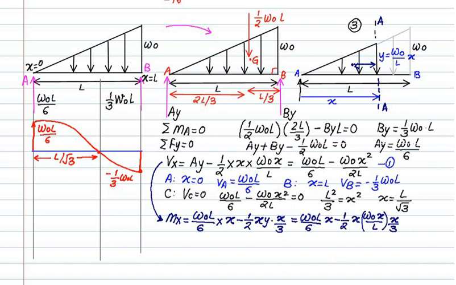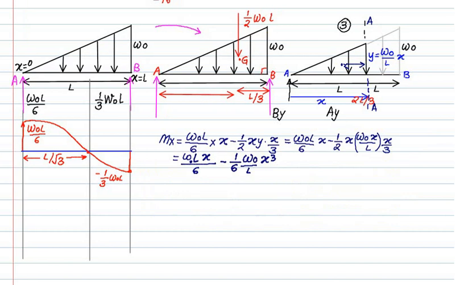So the moment at any section x will be W0 L by 6 into x minus 1 by 2 x, and y we will substitute from this equation, W0 by L into x, and the value of x by 3. Now this will become a cubic equation. So you get the moment about x is equal to W0 into L into x by 6 minus 1 by 6 W0 x cube by L. So this is a negative parabola.